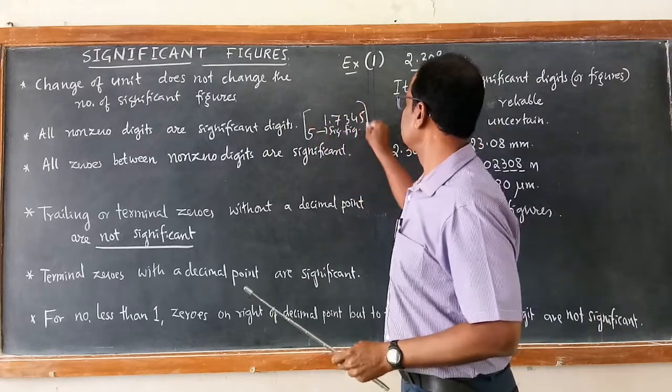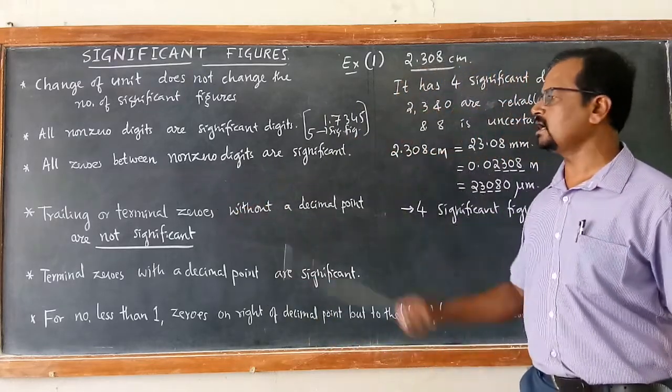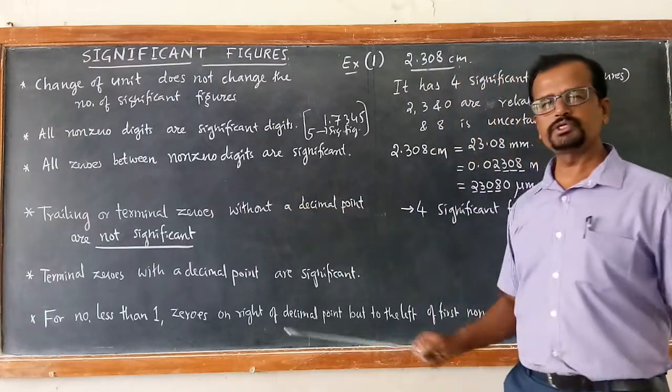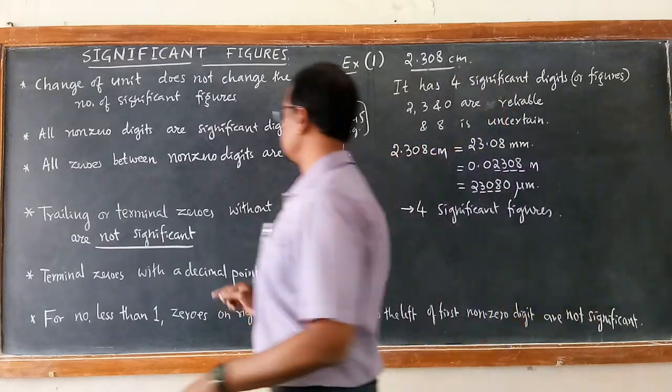Now the second rule: all zeros between non-zero digits are significant. Let us take an example.